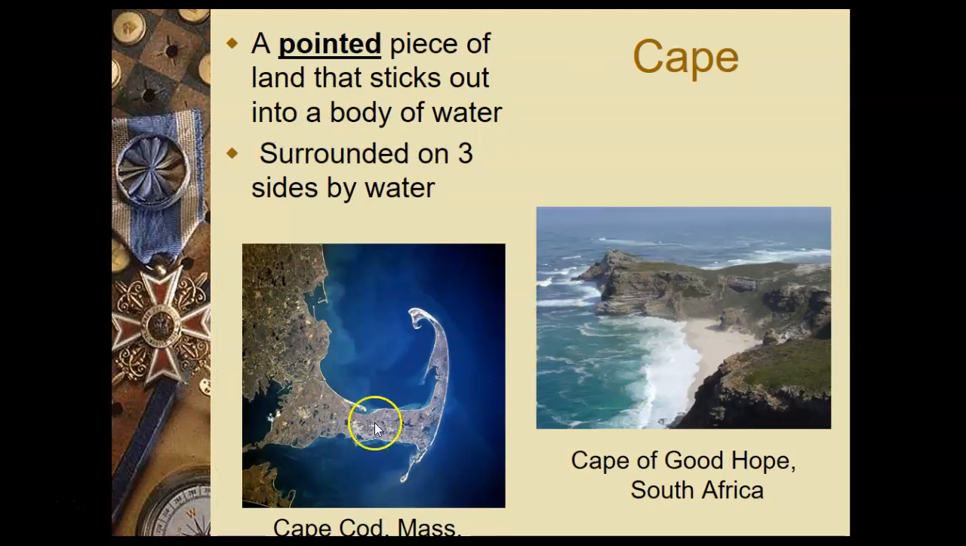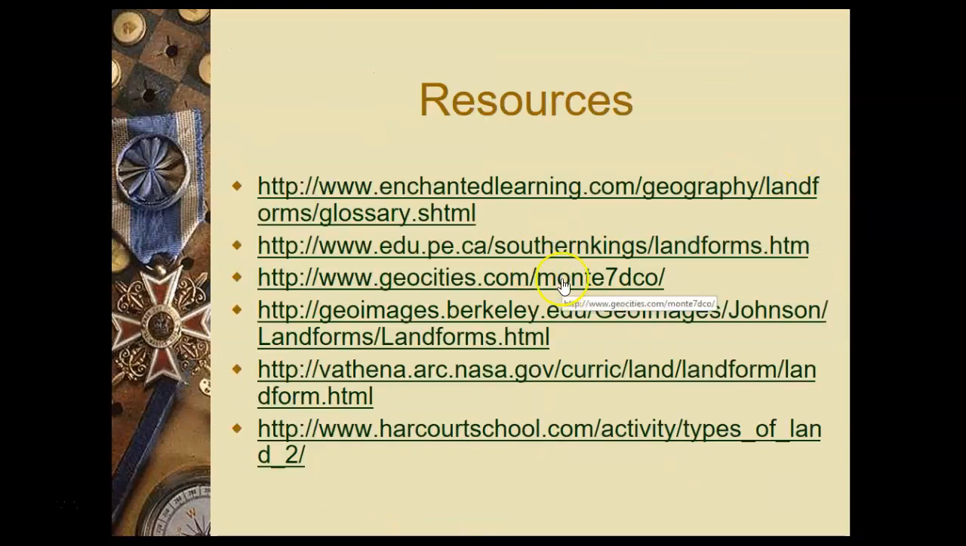A cape. A cape is kind of like a peninsula, but it's a little more pointy. And here you see Cape Cod of Massachusetts. It's land that's sticking out almost like an arm with a bicep. Here's the Cape of Good Hope. So it's more of a pointy piece sticking out in the water. All right, I think that's it.